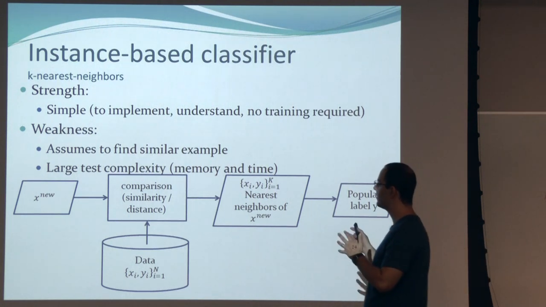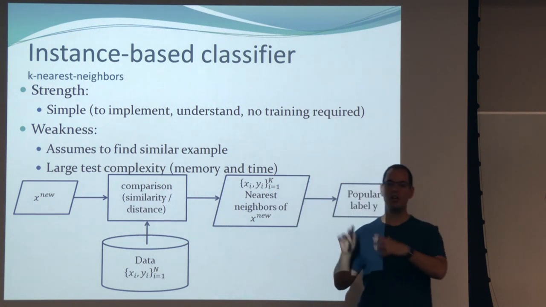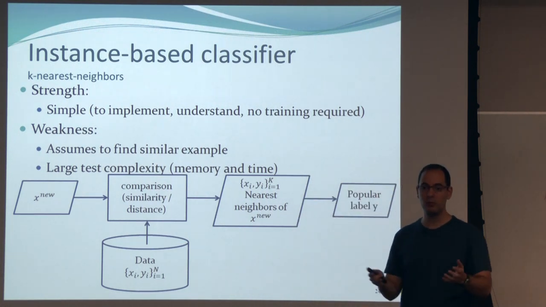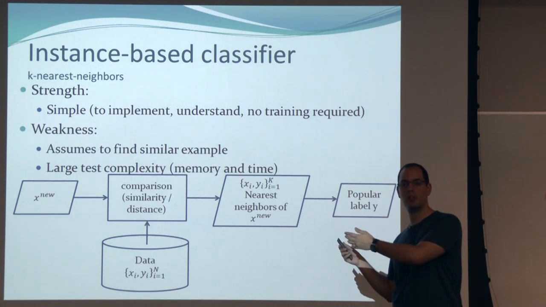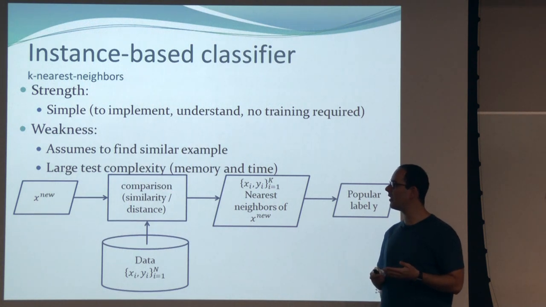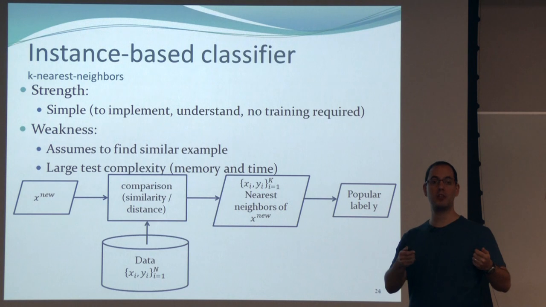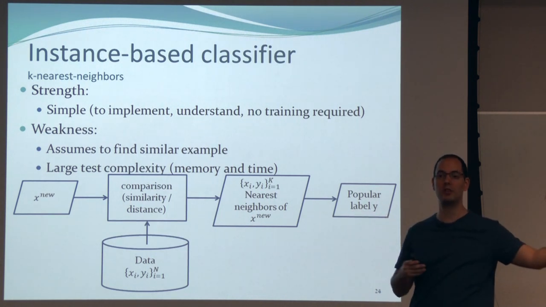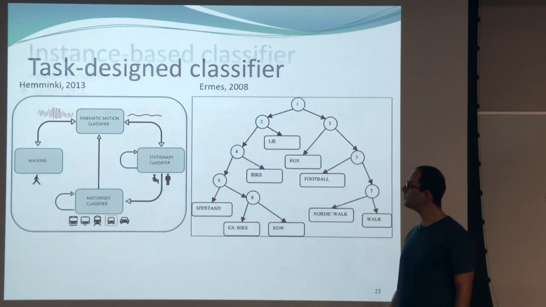And another thing is that it assumes that you'll find some similar example. So a lot of studies that were conducted in a lab with repeated behaviors used that approach and saw some successful results, but it may make the task too easy. So if you take the classifier and try to apply it to real data out in the world, it may fail to find a very similar example.